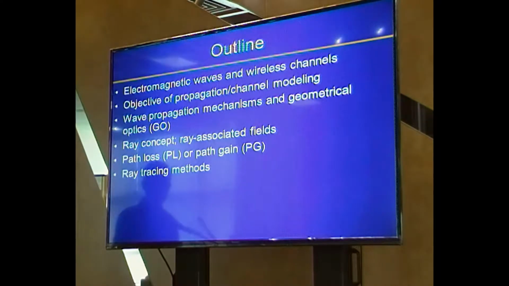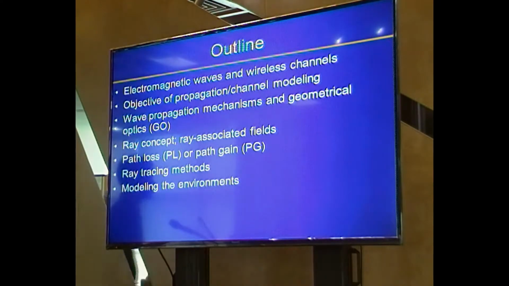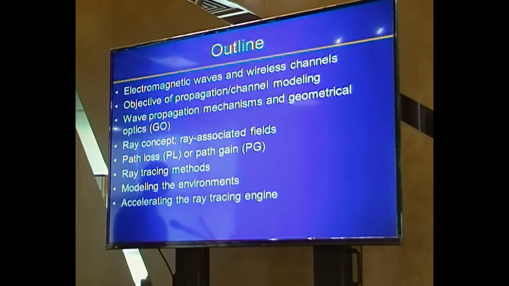And then the ray tracing method, which is the method we're using to simulate all the electromagnetic wave propagation. Then you also need to know how to model the environment, because if you don't know what the environment is like, we cannot do the simulation. So that's a very important part. And then ray tracing is famously slow, so we need to accelerate it if we want efficient simulation. Of course, conclusion and then acknowledgement. So that's the brief outline. Any other questions?